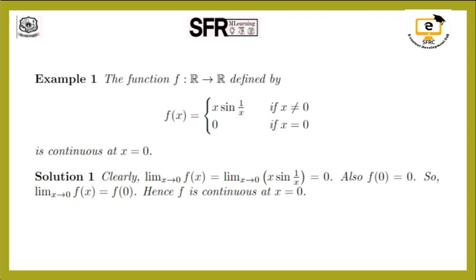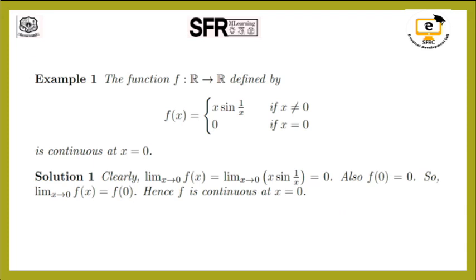Other than the point 0, the function f is continuous. That is because 1 by x is a continuous function away from 0, though at the point 0 itself it is not continuous. And sin x is a trigonometric function, so it is also continuous. So sin 1 by x is nothing but the composition of the two functions sin and 1 by x, and the composition of two continuous functions is always continuous. So sin 1 by x is a continuous function.